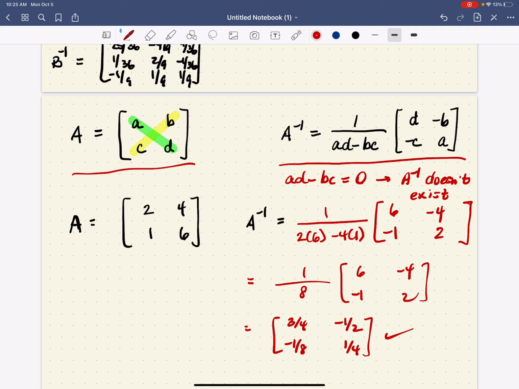So there is your trick for a 2 by 2. If you would ever need to do that, it might be quicker than going to the calculator.